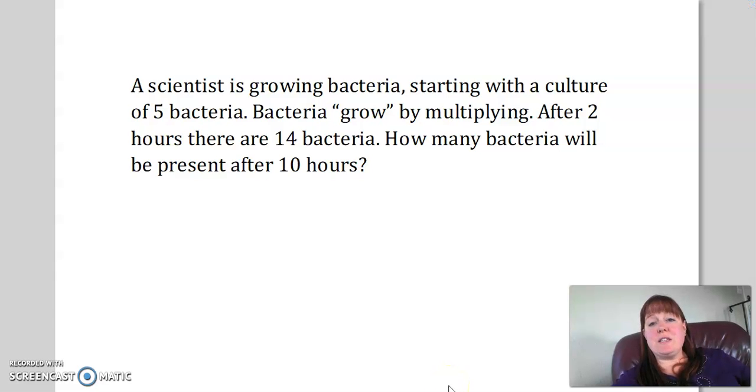A scientist is growing bacteria, starting with a culture of 5 bacteria. Now remember, bacteria grow by multiplying. That's why they grow exponentially.